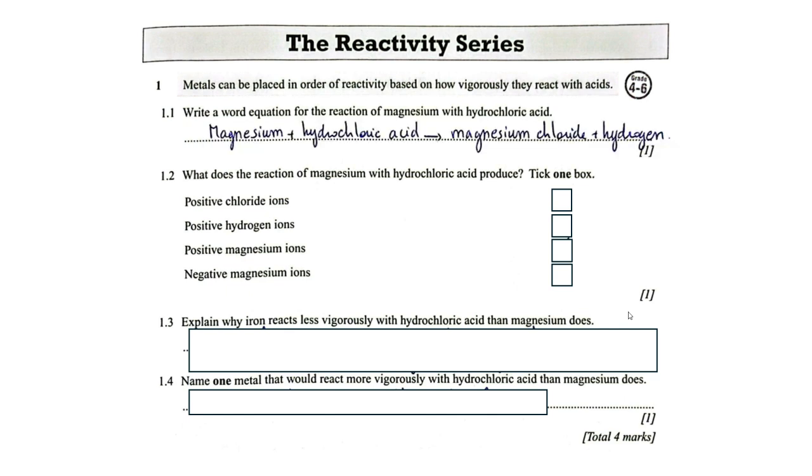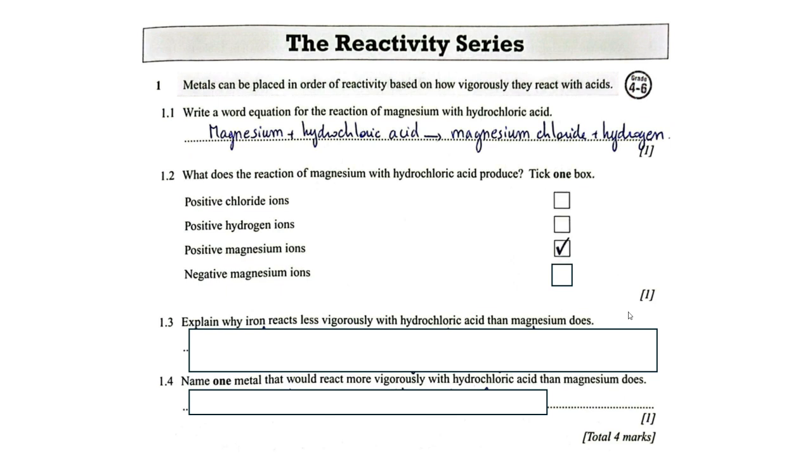So metal plus hydrochloric acid, the salt is magnesium chloride because the metal is magnesium, and hydrochloric acid makes metal chloride plus hydrogen. What does the reaction of magnesium with hydrochloric acid produce? Positive chloride ion, or positive hydrogen ion, or positive magnesium ions, or negative magnesium ions? The answer is the third one, okay?